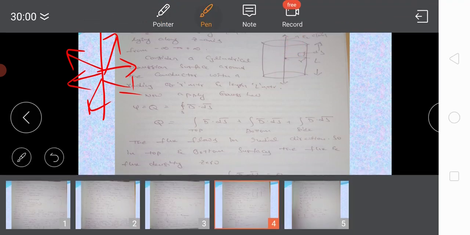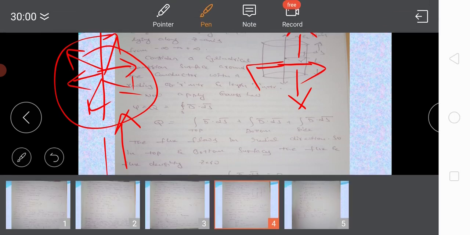In parallel to this charge, in this direction and in this direction, the electric flux lines equal 0. It produces electric flux lines only in the radial direction. Like this only, the charge produces the electric flux lines. So parallel to the charge, in this direction or this direction, the electric flux lines equal 0. So in the top surface and in the bottom surface the electric flux lines equal 0.